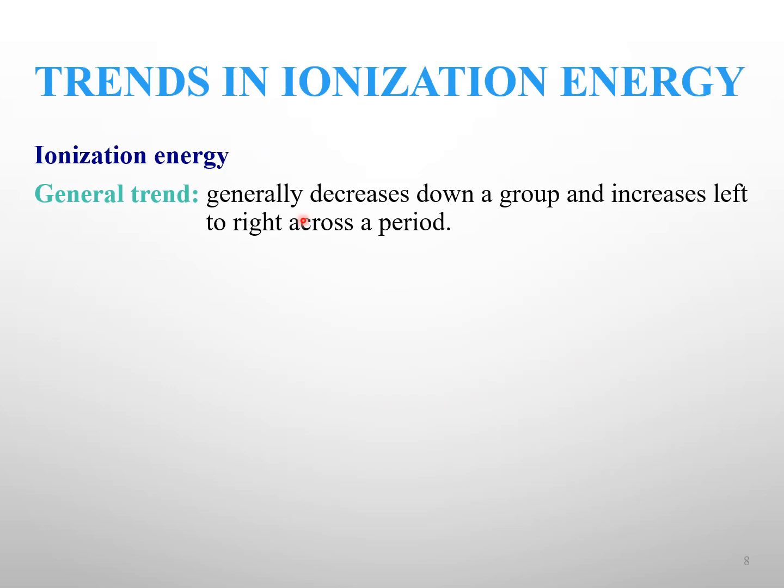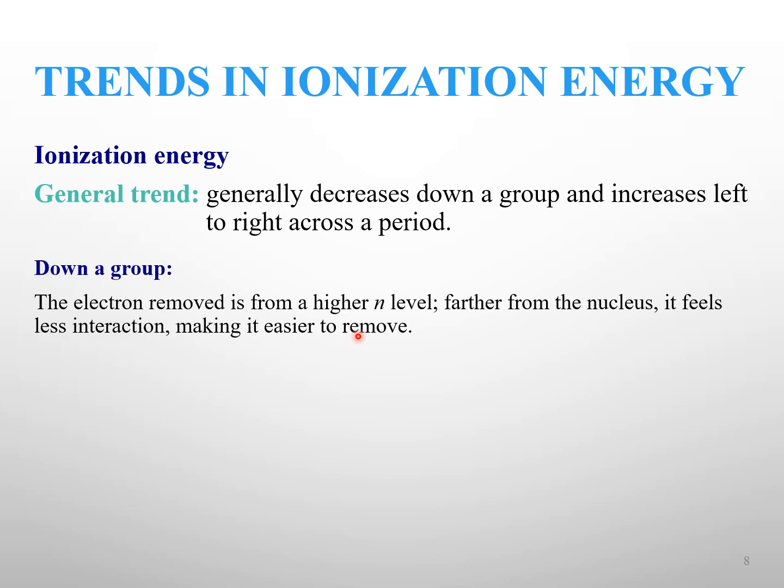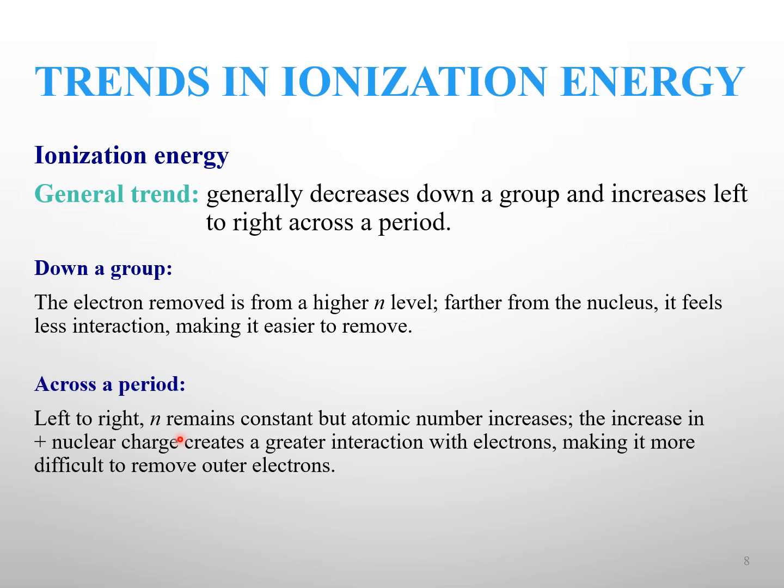Just to recap, ionization energy decreases as you go down a group, and it increases when you go from left to right across a period. And the reasons are, when you go down the group, the size gets bigger. It's easier to remove the electron because the protons are further away from the electron. If you go across a period to the right, the size is smaller now and the protons are increasing, so it holds the electrons a lot tighter together, making it harder to remove those electrons.